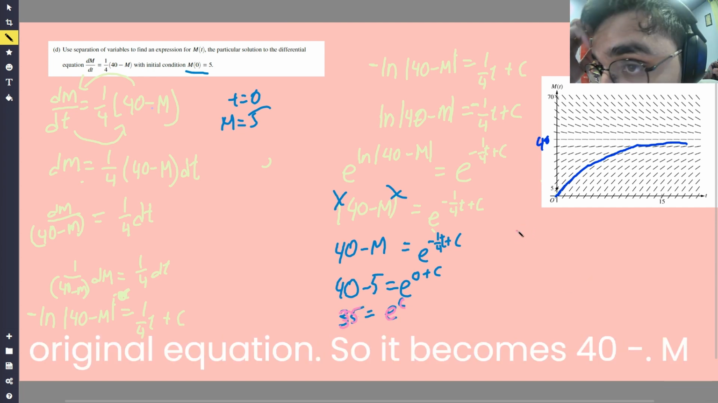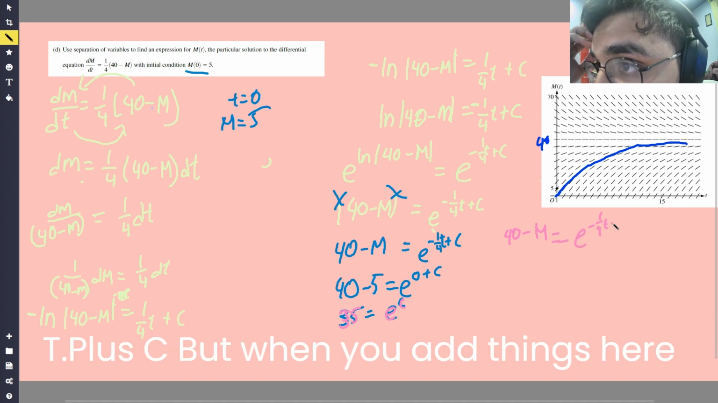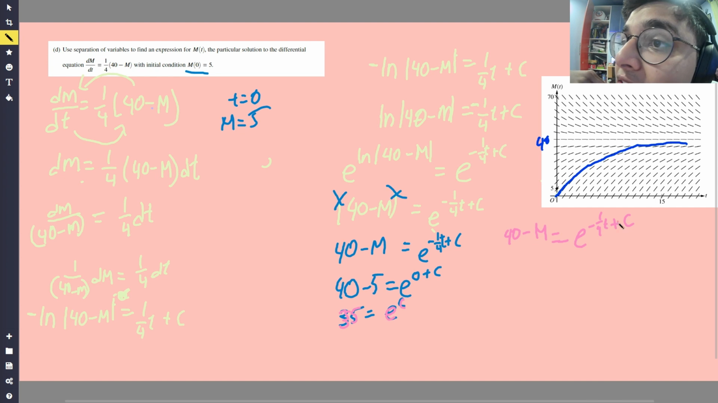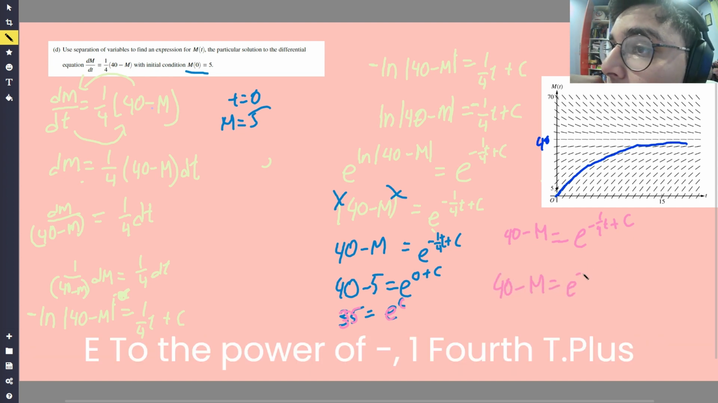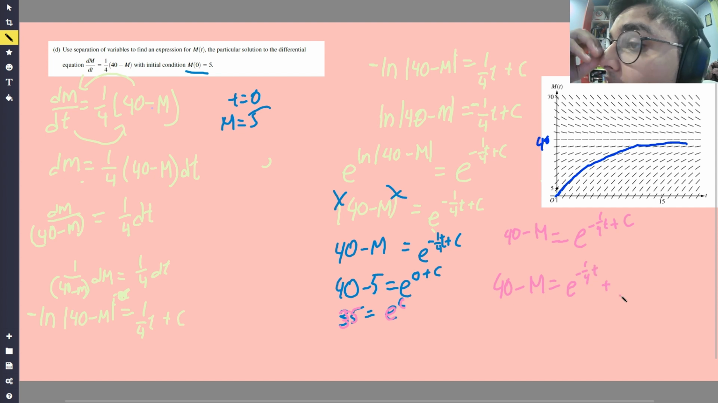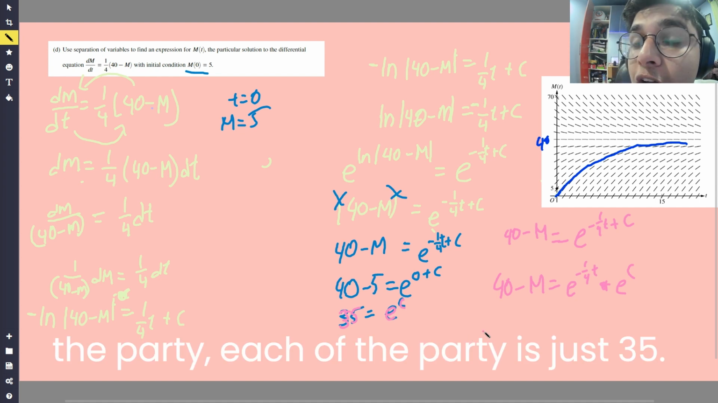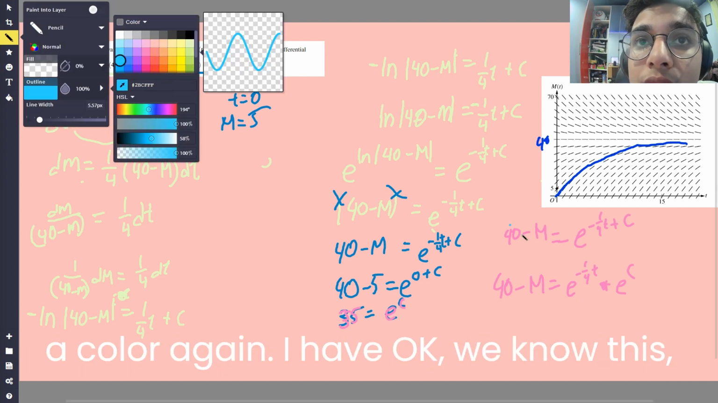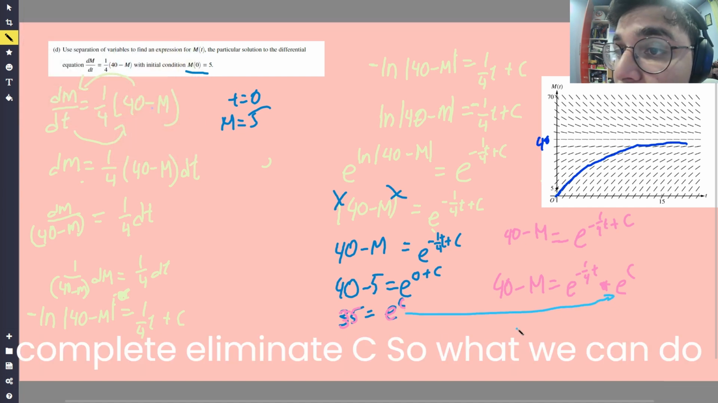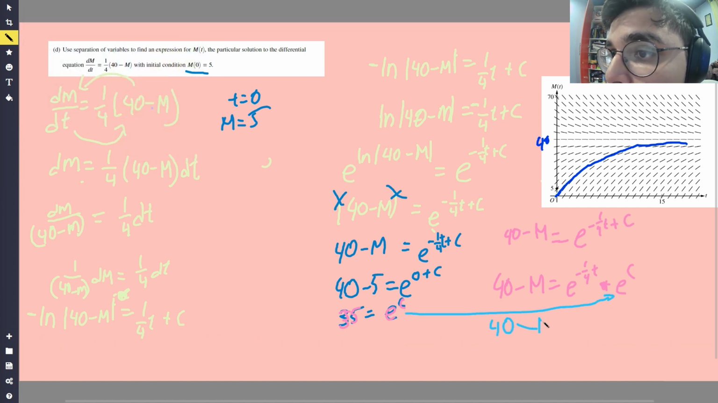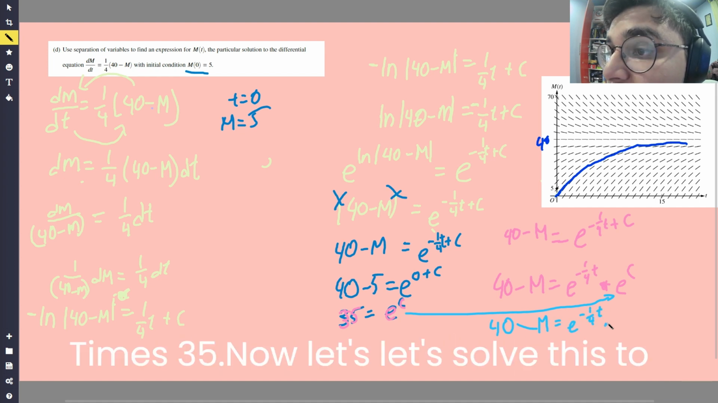So let's go back to our original equation. It becomes 40 - m is equal to e to the power of -1/4 t + c. But when you add things in the exponent, you can actually split it. So it becomes 40 - m is equal to e to the power of -1/4 t times e to the power c. But we know e to the power c is just 35. So we can plug it in, and that will completely eliminate c. So 40 - m is equal to e to the power of -1/4 t times 35.